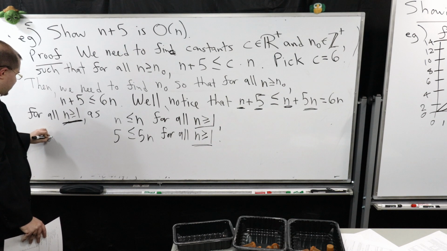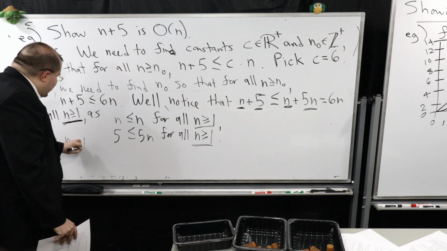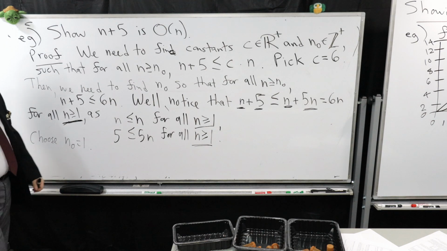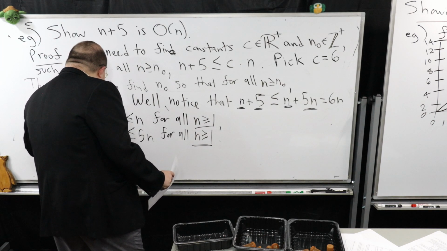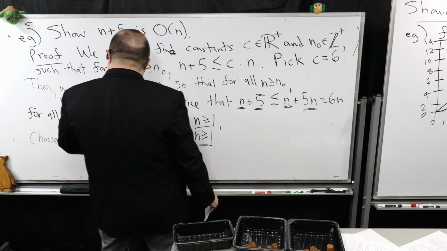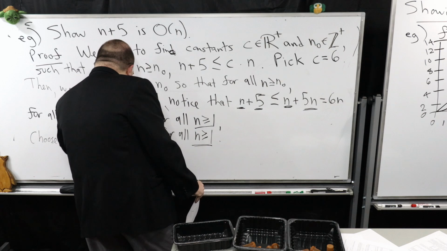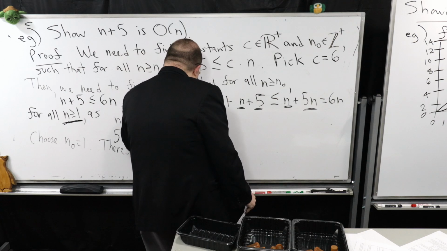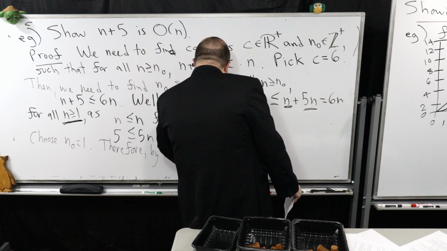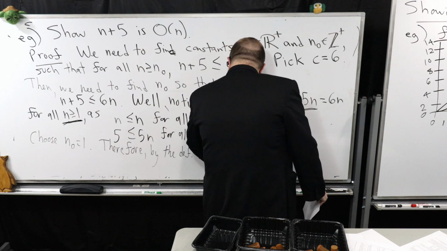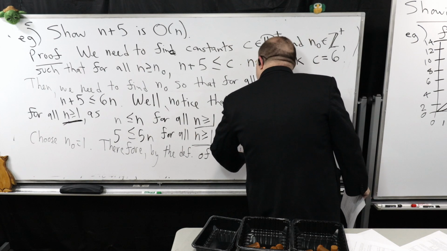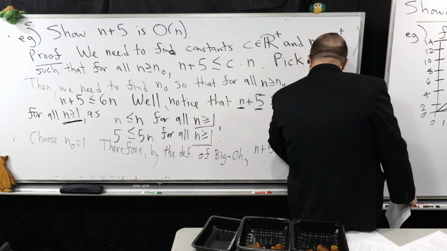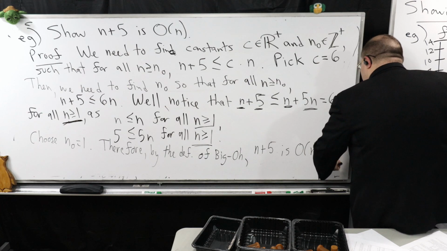So what we're going to do is choose n0 to be 1. And like I said, it's okay if you pick n0 to be 2 or 3. You just want it to be very natural to argue, okay? So now that I have c and n0, and I derived essentially how you get them, I'm going to say, therefore, by the definition of big O, n plus 5 is big O of n, right?